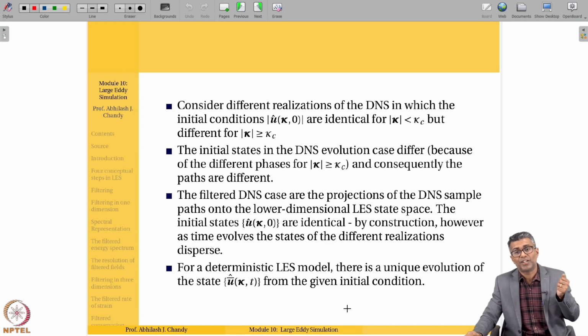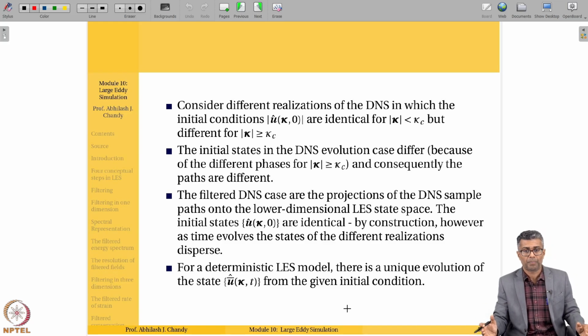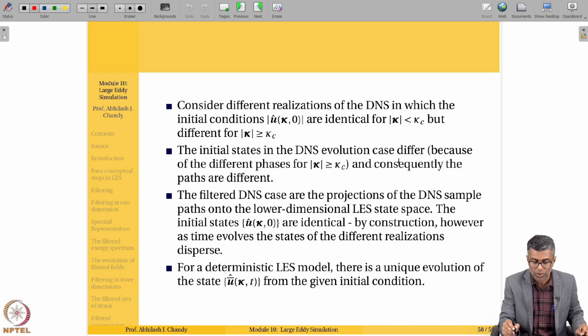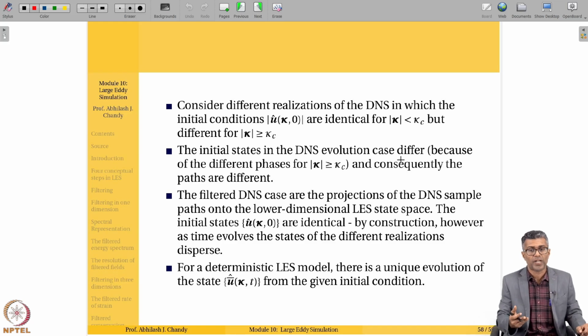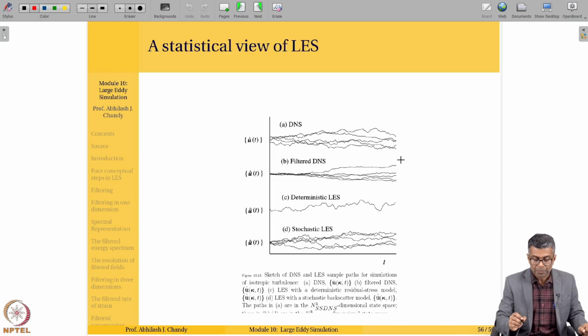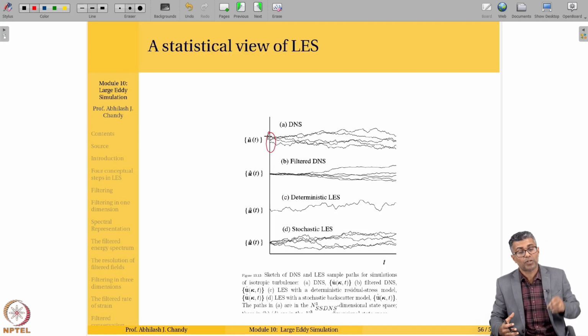So if you consider different realizations in which the initial conditions are identical for kappa less than kappa c, but different for kappa greater than kappa c, then the initial states in the DNS evolution differ because of the different phases, and consequently their paths are different. Look at this. This is DNS, and as you can see, because the phases are set at random, the initial conditions are also different.